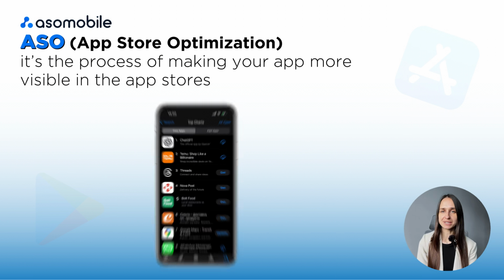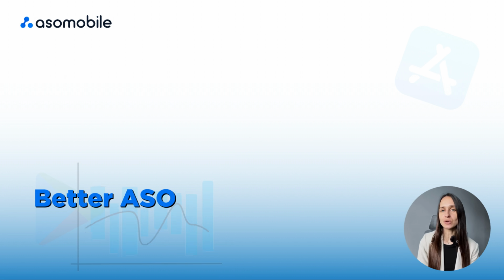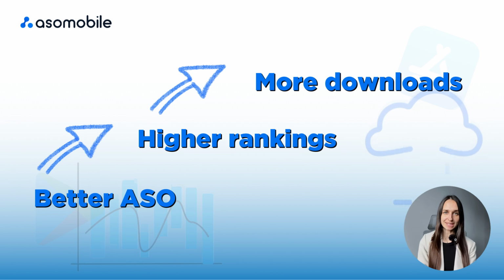ASO, App Store optimization, is the process of making your app more visible in the App Store and Google Play, so more people can find and download it without ads. The better your ASO, the higher your app appears in search results and the more organic installs you get.